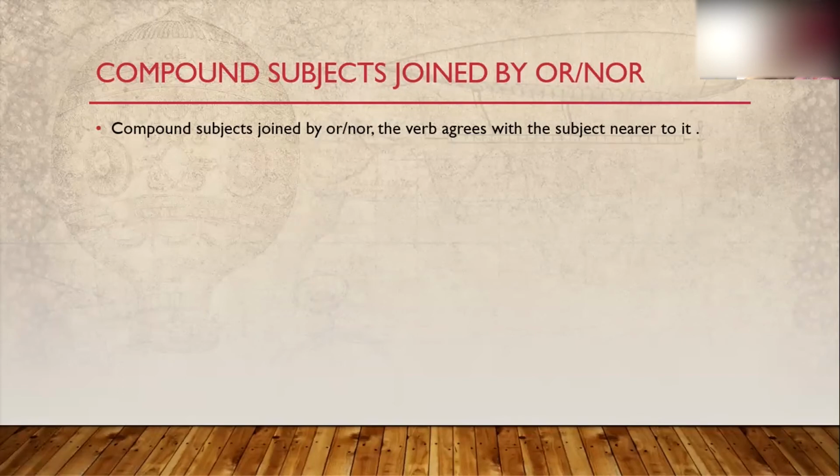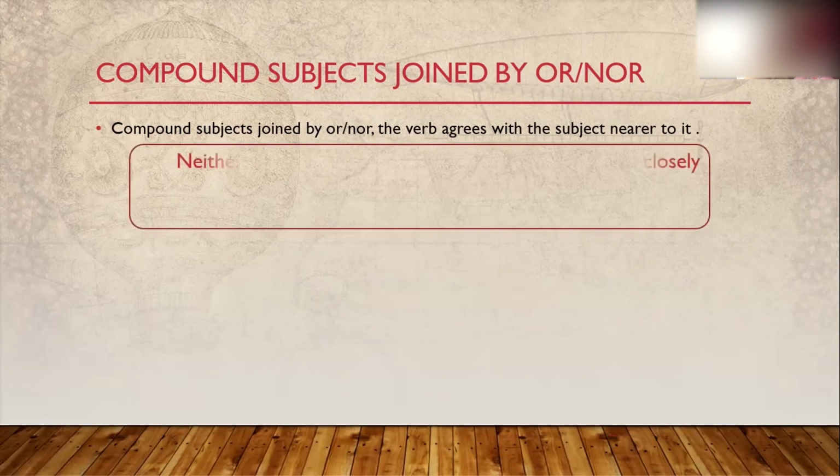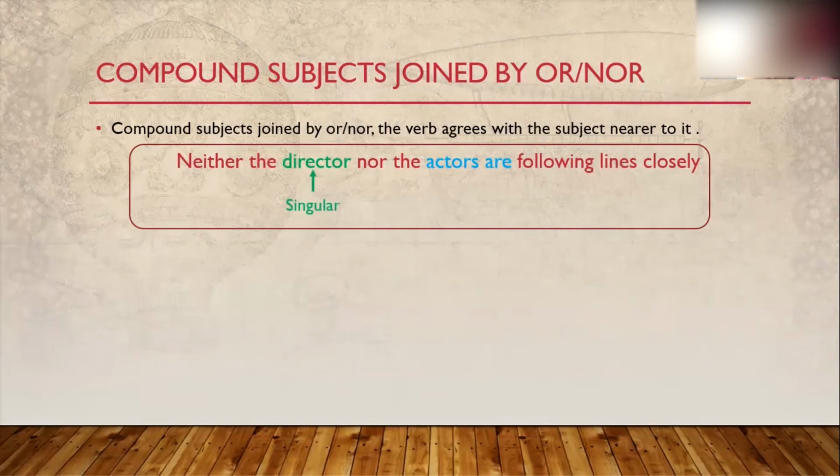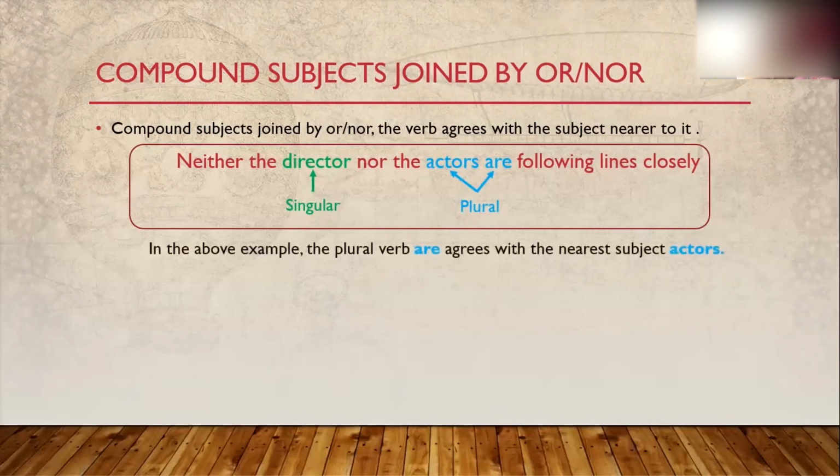by or, nor in detail. In the compound subject joined by or, nor, the verb agrees with the subject nearer to it. For example, neither the director nor the actors are following the lines closely. In this example, director is singular and actors are plural. So in this example, the nearer subject is plural, so the verb used here is also plural.